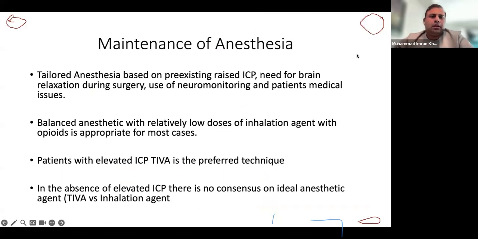All right. So now you've induced the patient, you've set up the monitoring, you've decided on the positioning. Now the next step is your maintenance of anesthesia. So again, the choice of medications for maintenance of anesthesia for craniotomy should be based on the degree of pre-existing intracranial hypertension, the need for brain relaxation during surgery, the use of neuromonitoring, and the patient's medical issues.